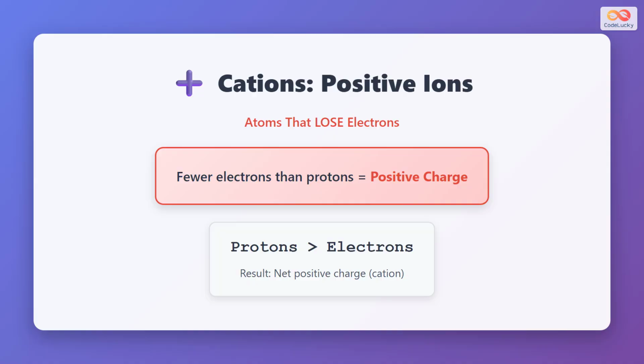Let's focus on positive ions, called cations. Cations form when atoms lose electrons. Think about what this means. If an atom loses electrons, it now has fewer negative charges, but the number of positive protons remains the same. This imbalance means there are more protons than electrons, resulting in a net positive charge. The key relationship here is simple. Protons are greater than electrons, which equals a positive charge. Cations are extremely common in chemistry and play vital roles in everything from table salt to the electrical signals in your nervous system.